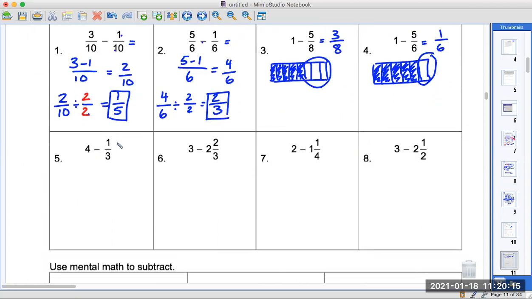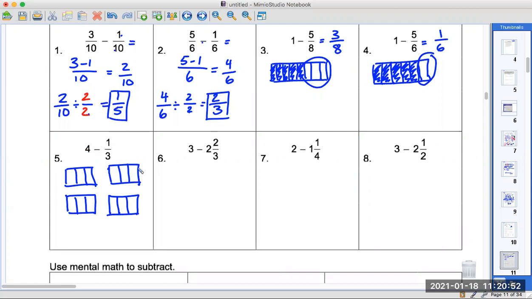We got 4 take away or minus 1/3. So now we got to draw 4 parts. 4 whole ones. 1, 2, 3, 4. You got 3 parts, you have to divide every one in 3 equal parts, and they need to be as equal as possible. Mine are not always that equal looking. So I got 4 whole ones.